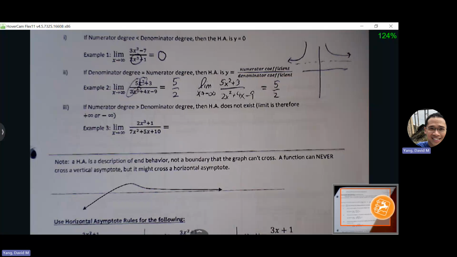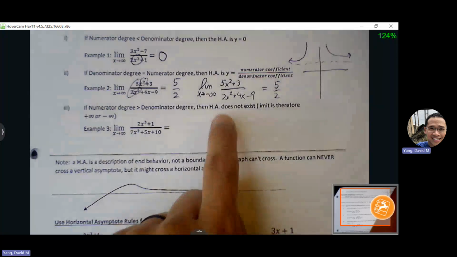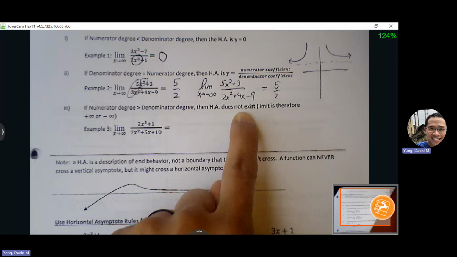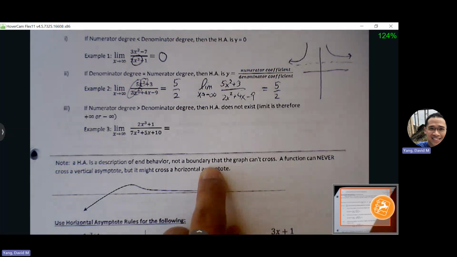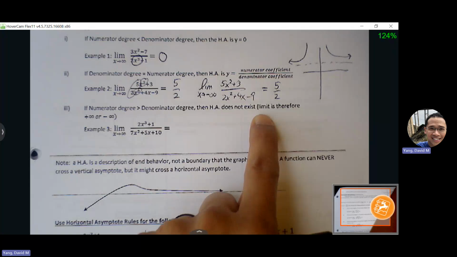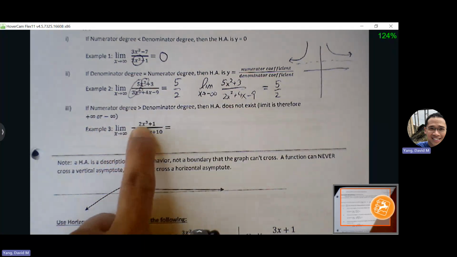Now, last option here. If the numerator degree is greater than my denominator degree, then there is no horizontal asymptote. There could be a slant asymptote, but we're not going to worry about that in this course, which is either horizontal asymptote or we don't have an asymptote. But the limit is either positive or negative infinity. If my numerator degree is greater than my denominator degree.